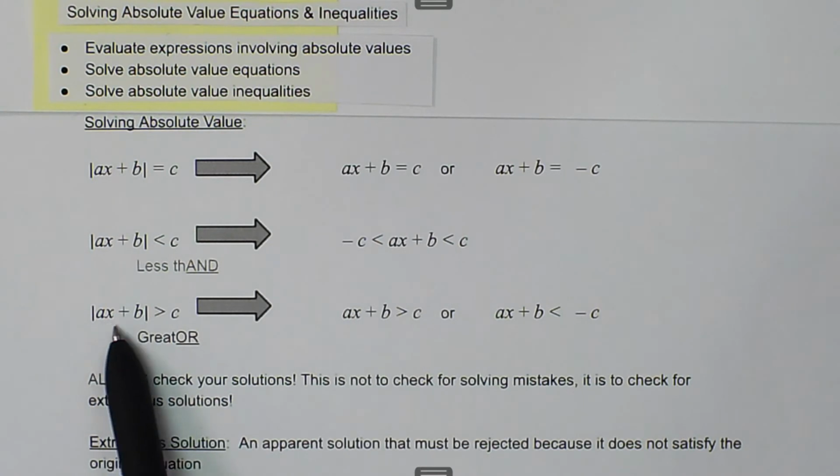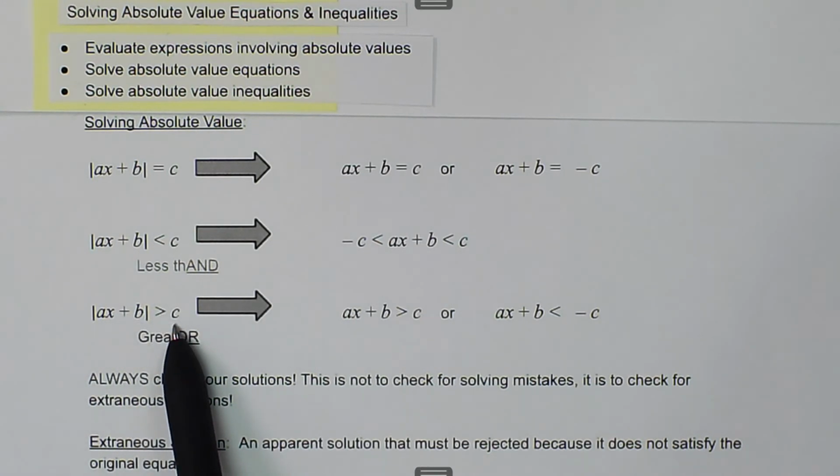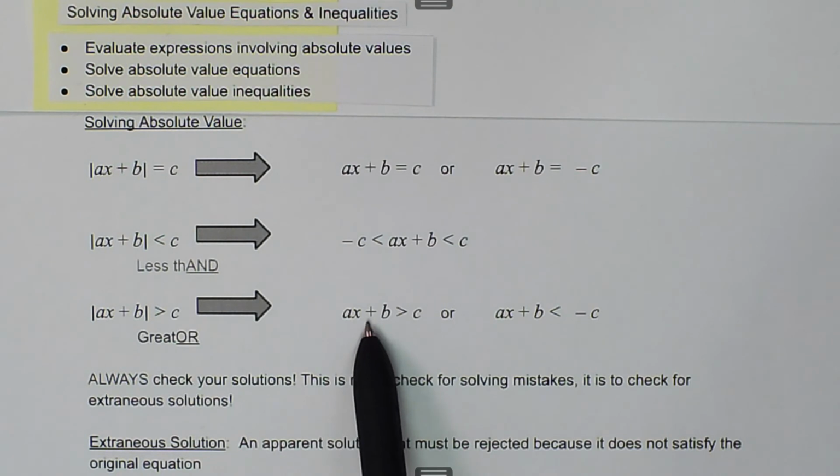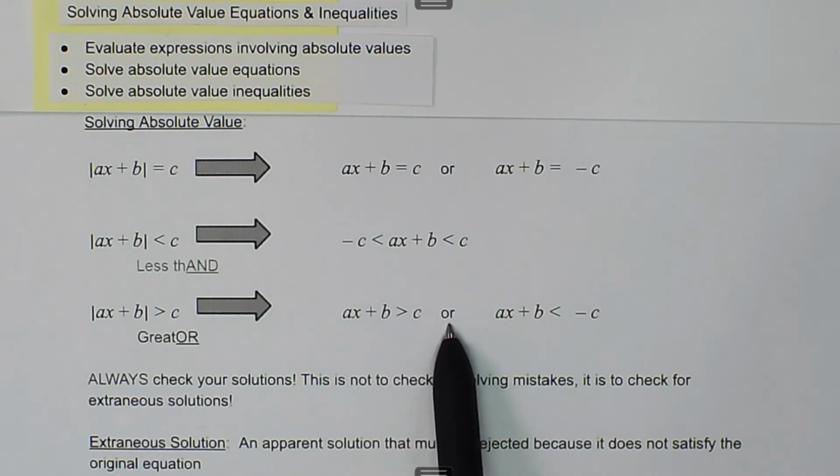If the absolute value of some expression is greater than c, greater or, so we kind of change that around a little bit. And in this case, we have to use the or to show the compound inequality.